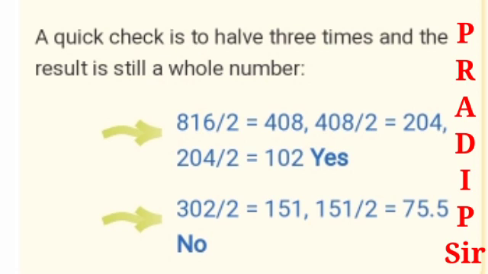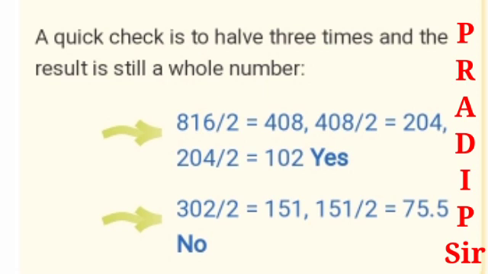816 by 2 is 408. Again, dividing 408 by 2 is 204. So this is 2 times. Then 204 by 2 is 102. So if we divide the number 816 by 2 three times, we get the result 102, which is also a whole number. So the number 816 is divisible by 8.